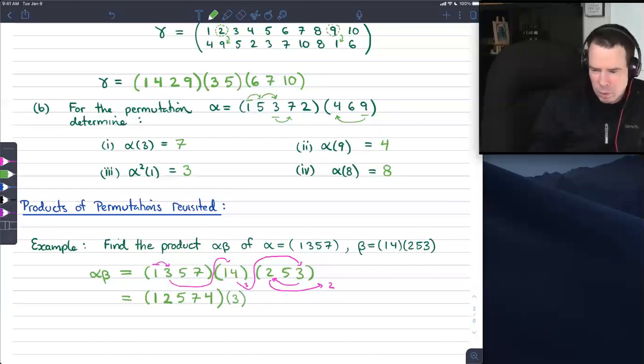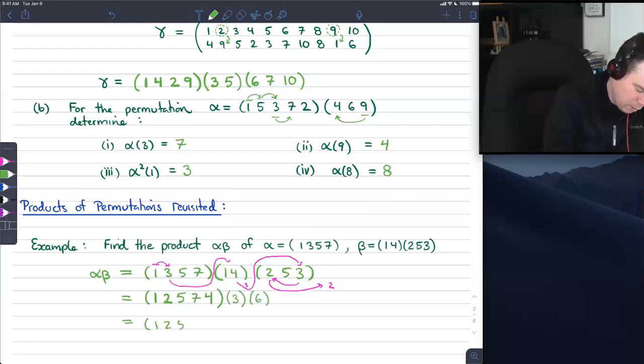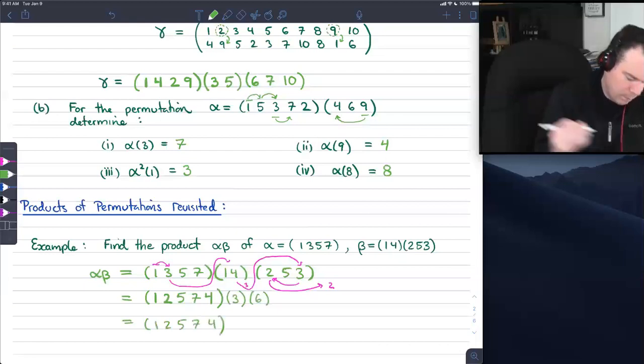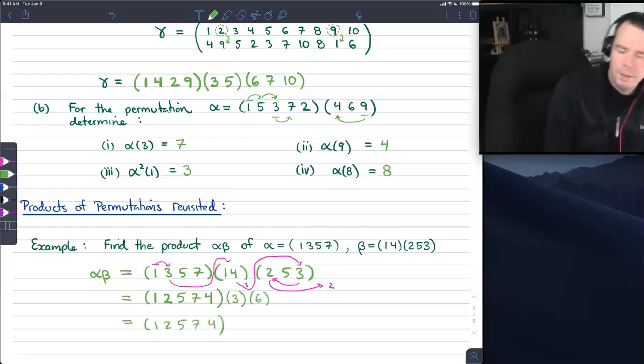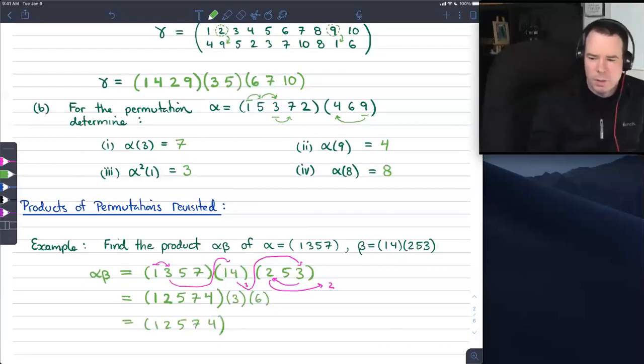And so that gives me 1, 2, 3, 4, 5. 6 isn't present anywhere, and I could put it in there as just a 6 goes to 6. And we got 7. So we got all the numbers now. They're all there. And so I can use my convention of leaving off the 1 cycles, and that's our product: 1, 2, 5, 7, 4. So that's what we get by doing alpha followed by beta.